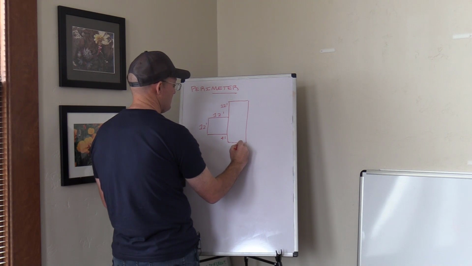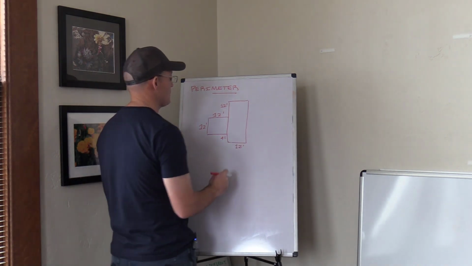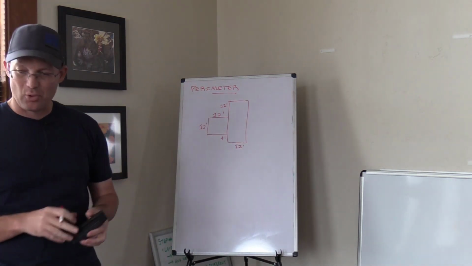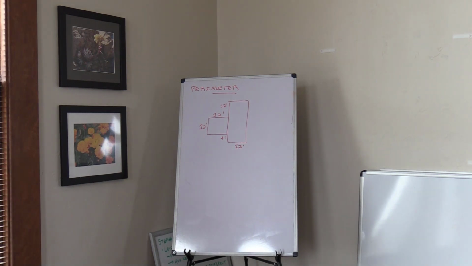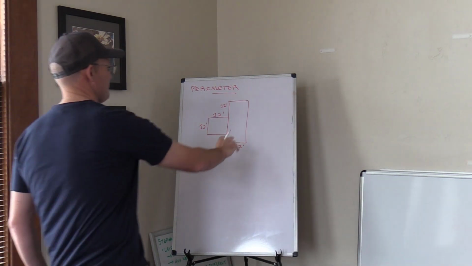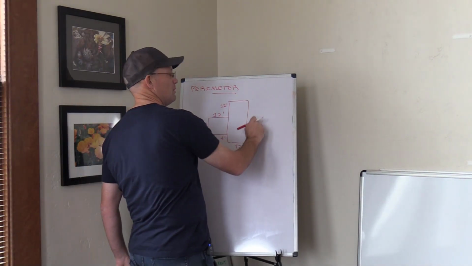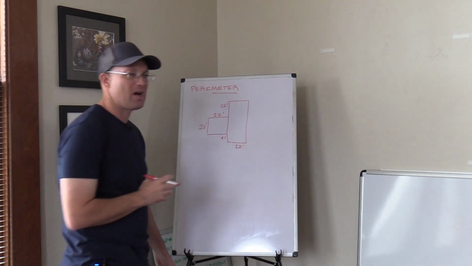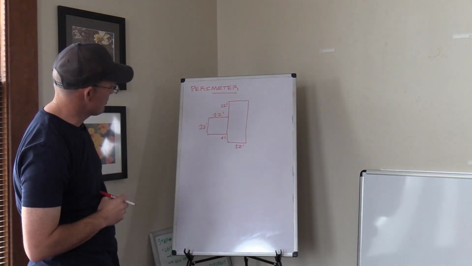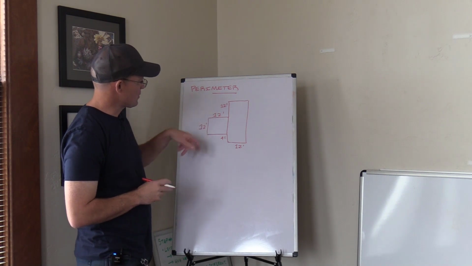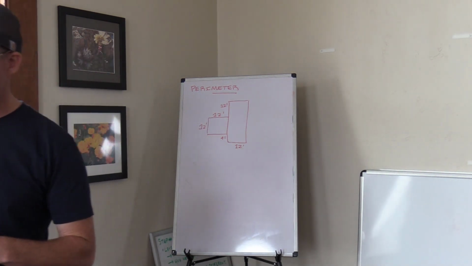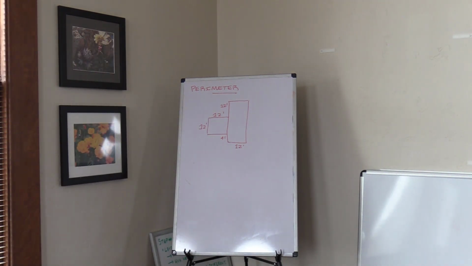Okay, and 12 feet. Okay, so let's figure out what the perimeter of this is. Now you'll notice I didn't label the distance of this side because we can figure that out with the information that we're given. Okay, so if this is a square, let's go ahead and write in some of the missing values here, the missing lengths that we didn't get.